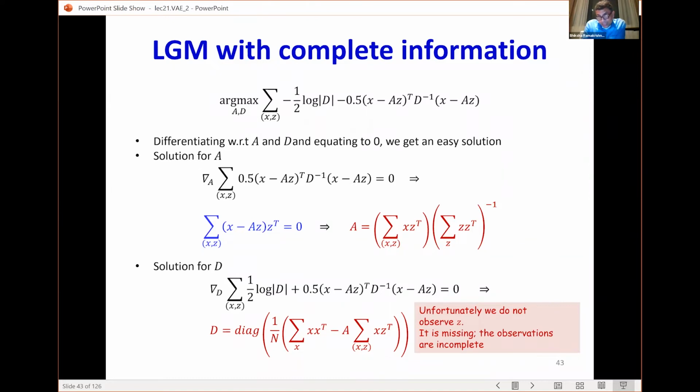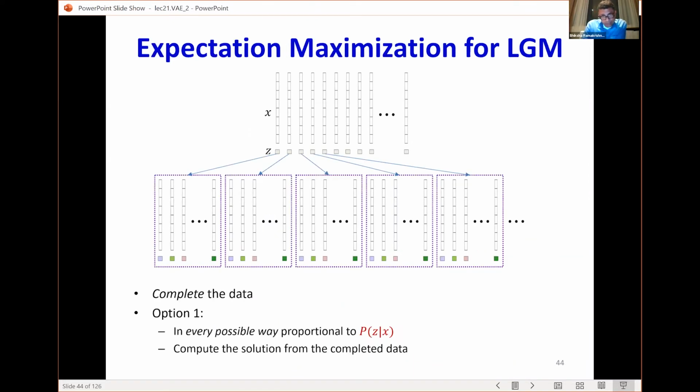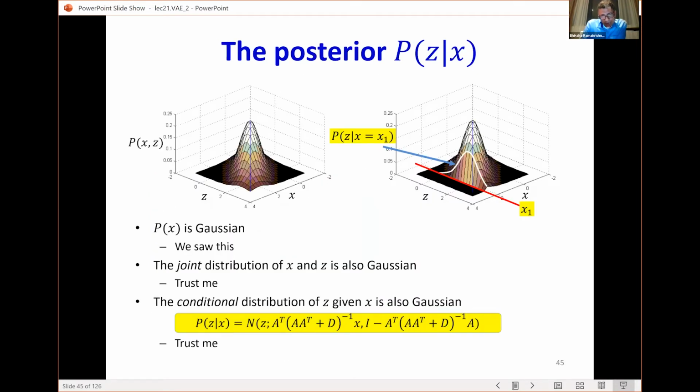Unfortunately, we do not observe Z. It's missing. The data are incomplete. So what do we do? I don't know the z. So I'm going to go back to EM. I'm going to complete the data in every possible way proportional to P of z given x. And so what is P of z given x?